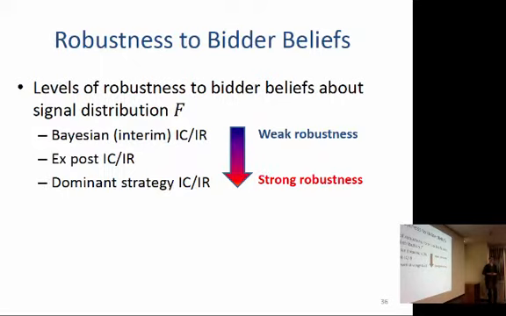Remember that you can look at different levels of robustness to bidders' beliefs about the signal distribution. This gives us different levels of IC and IR no-regret requirements that you can ask the mechanism to satisfy. The first one is the standard one, Bayesian IC and IR. That means that you will not regret participating truthfully in expectation over everybody's signals. And then we have ex post IC and IR and dominant strategy IC and IR.